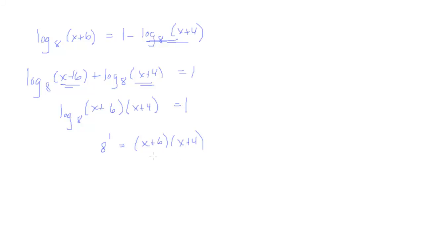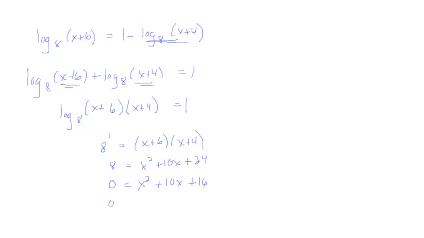Okay, so now I'm down to stuff that we already know. I'm going to multiply this out. And let's subtract 8. Remember, this is a quadratic equation, so I need to set it equal to 0. So 0 is equal to x squared plus 10x, and then 24 minus 8 is equal to 16.